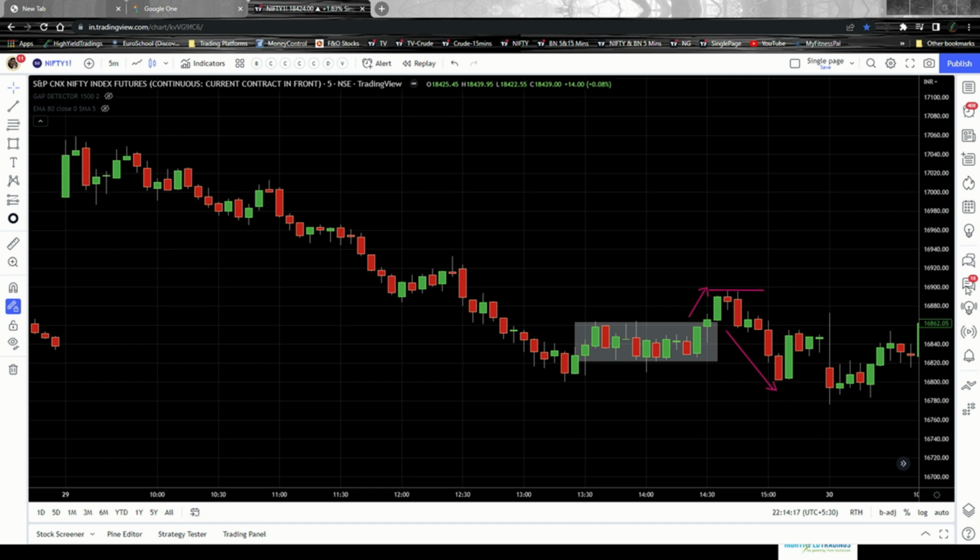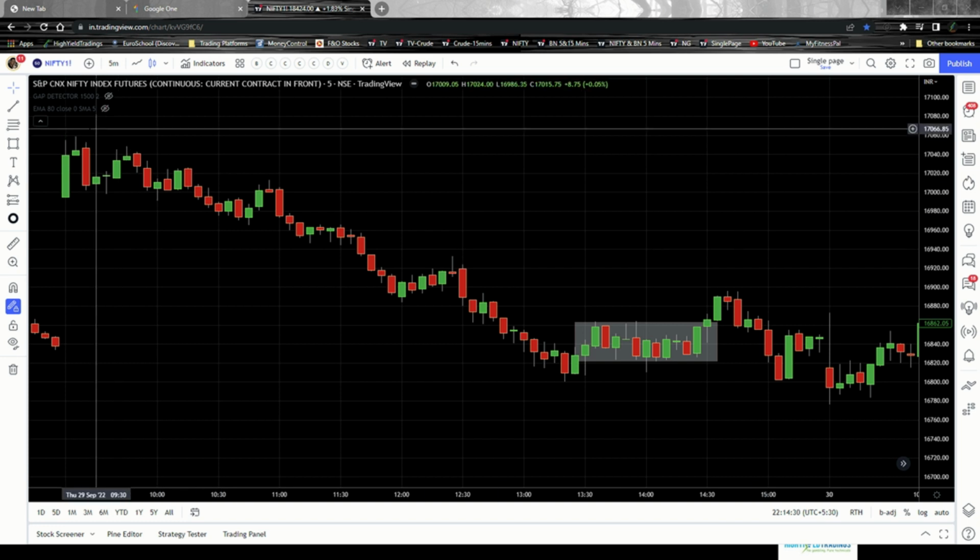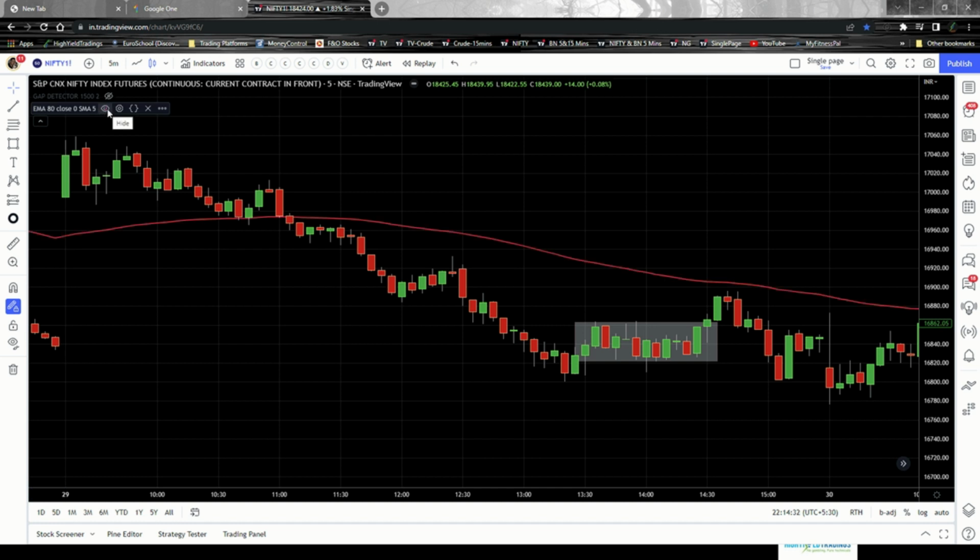Now, let me bring in an indicator. Okay, let me delete these lines and let me bring in the exponential moving average. And the exponential moving average that we will be using here is the 80 EMA. Okay, so this is the exponential moving average. Now, if you would have used this particular EMA, the 80 EMA, things would have been more clear. Don't you think so?